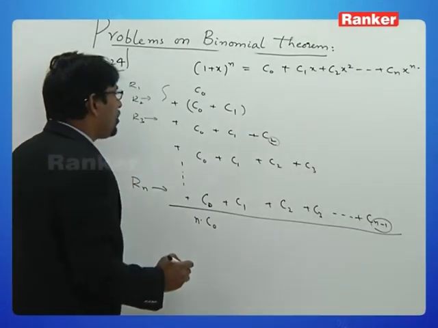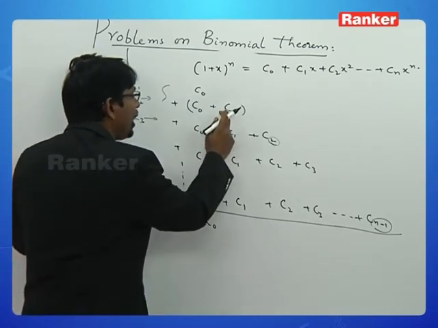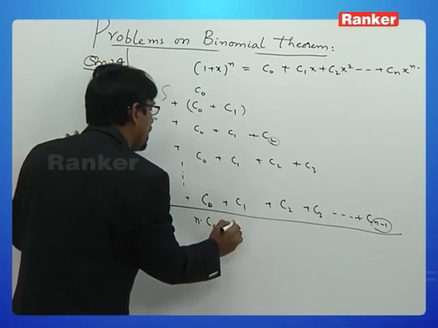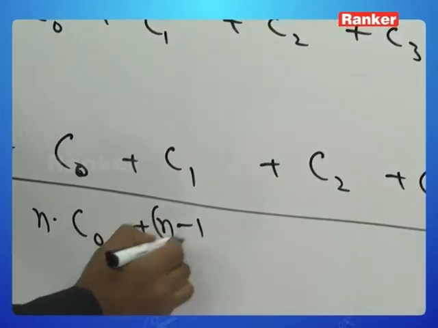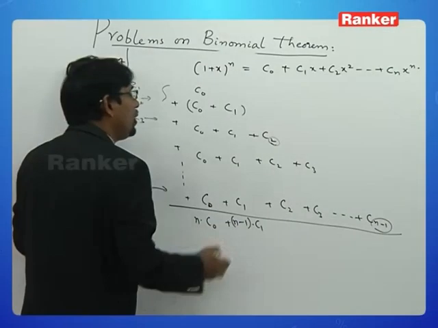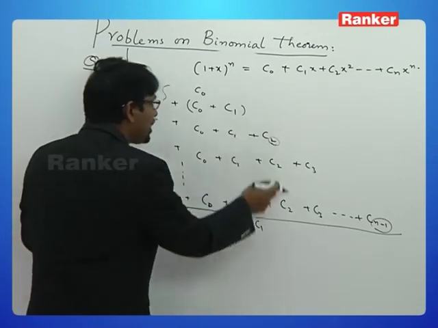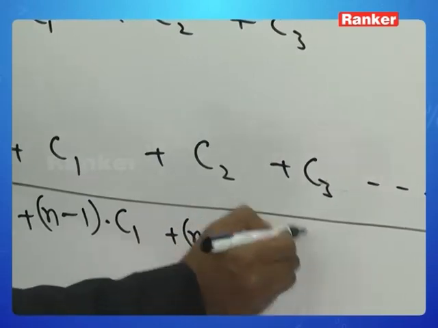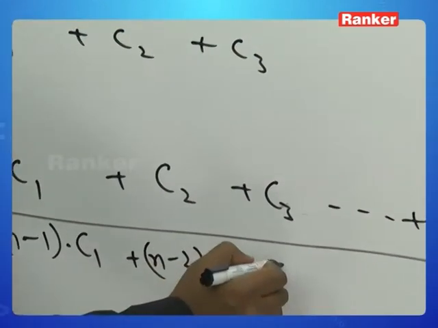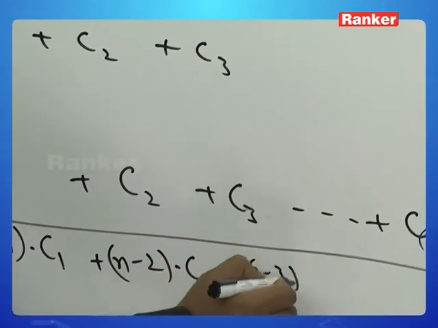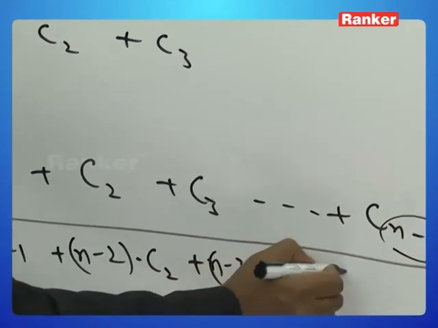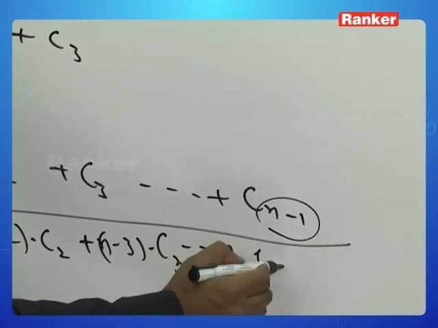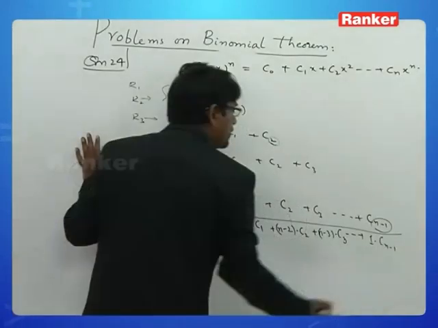Now what about this here? c1 is getting added up n minus 1 times only. n minus 1 into c1. What about c2? That's getting added up n minus 2 times. n minus 2 into c2. Next, n minus 3 into c3, and so on and so forth. The last term, that is cn minus 1, is getting added up only once. 1 into cn minus 1.